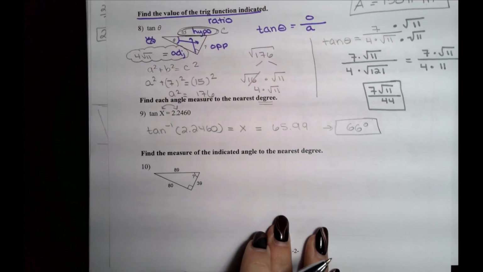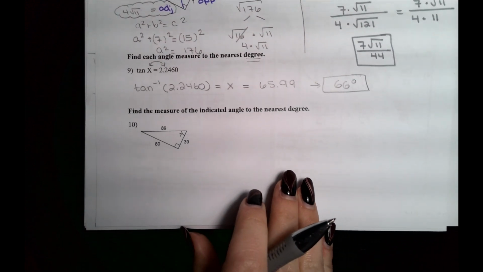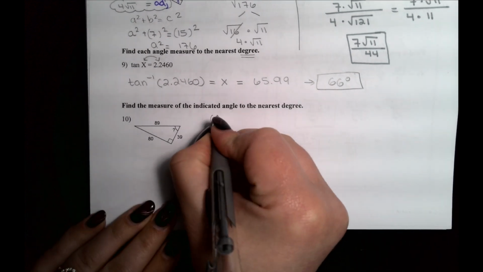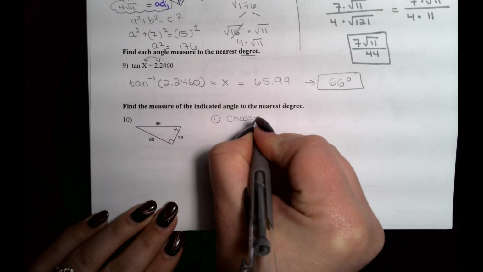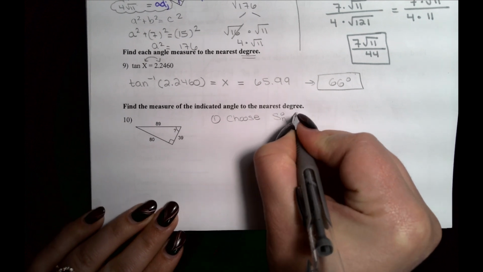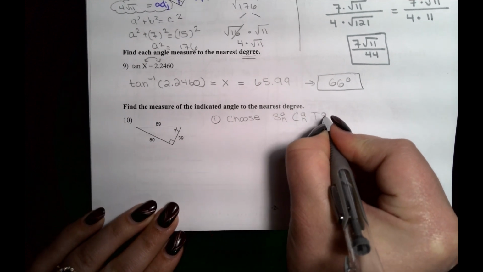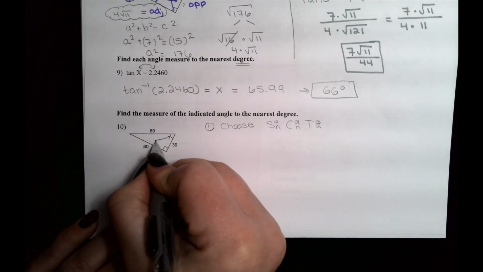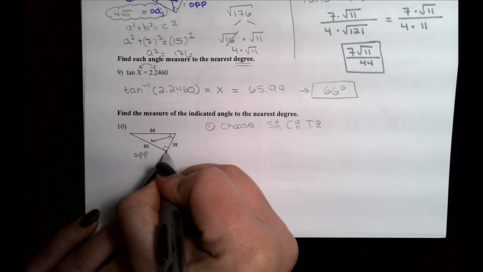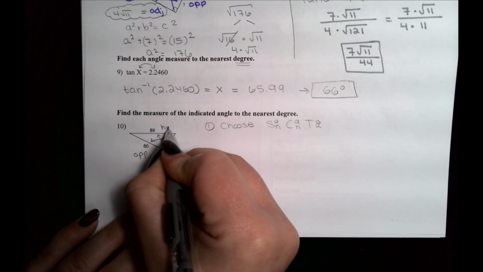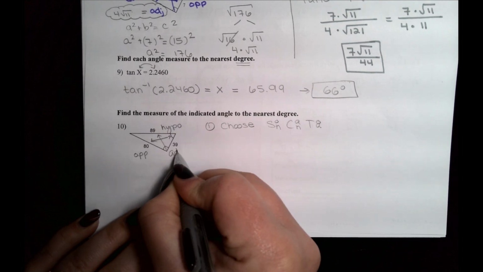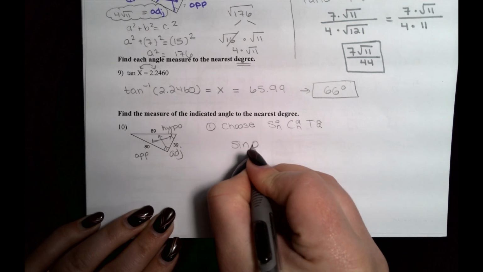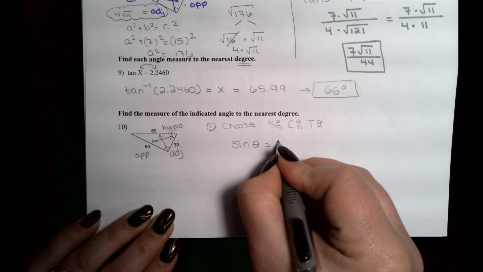Moving on to the next one, it is asking you to find the indicated angle as well. This one is not telling you what to use. So step number 1, you're going to choose your SOHCAHTOA. It doesn't matter because they're giving you all 3 sides. Sometimes it does matter if all 3 sides are not given. Here's your opposite, here's your hypotenuse, here's your adjacent. So we use tangent here, so I'll do just sine. Sine of theta is equal to opposite.